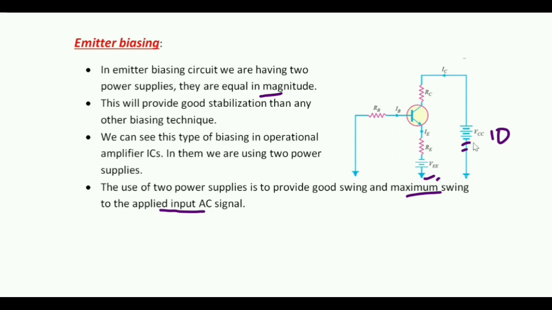If we look at operational amplifier circuits, they have two power supplies, a positive power supply and a negative power supply. They enable us to get an output swing of AC signal up to 15 volts in the positive direction and up to minus 15 volts in the negative direction. So we can get large voltages at the output. For that sake we use this emitter biasing, and sometimes also for good stabilization. Okay, keep it aside and let us see the circuit first.